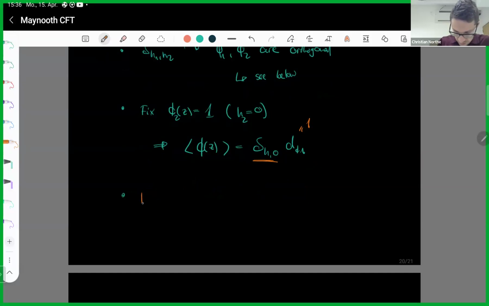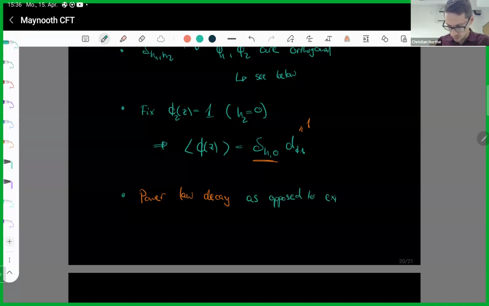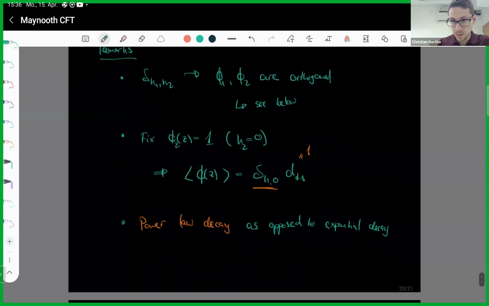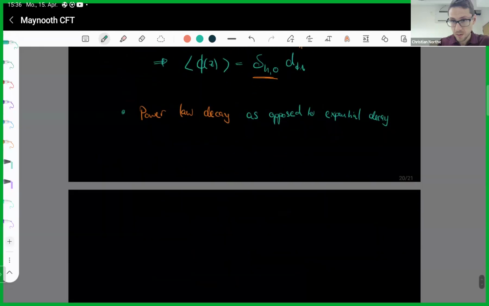Okay, so there is a power law decay. And this is how, traditionally, conformal symmetry is detected in experiments: a power law decay, as opposed to an exponential decay. If z and w are being moved far apart, you have a characteristic exponential decay.